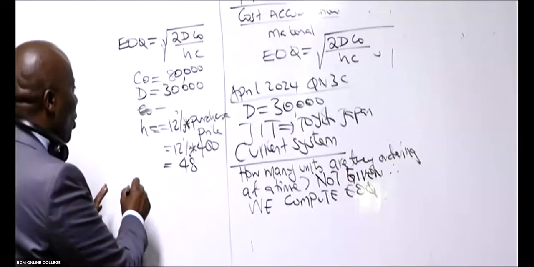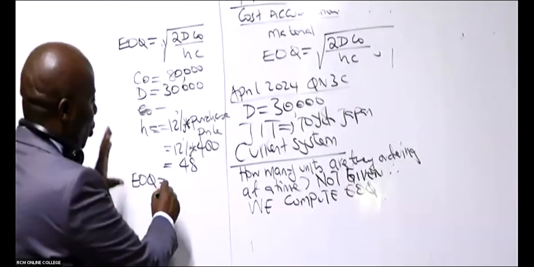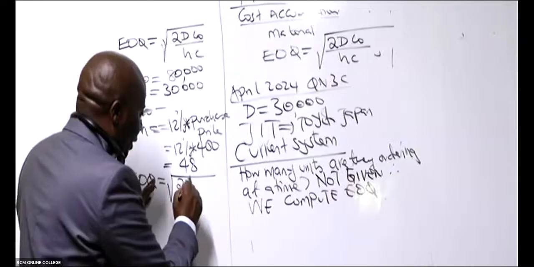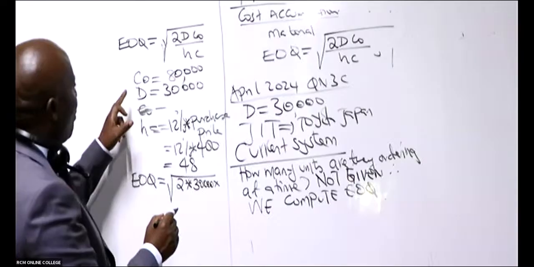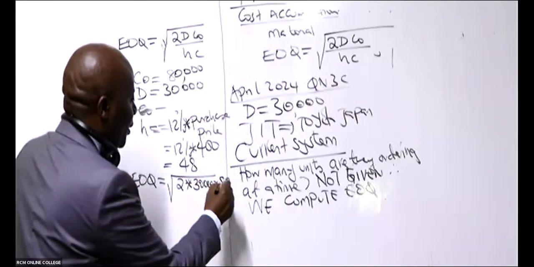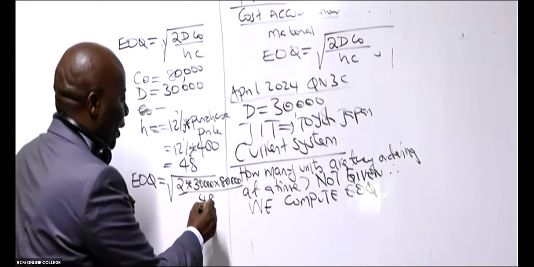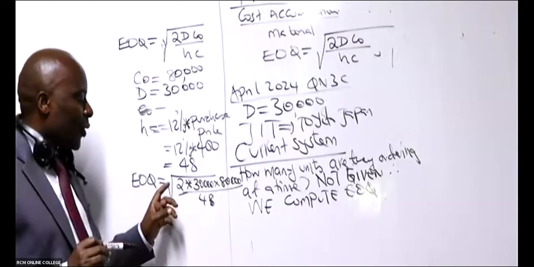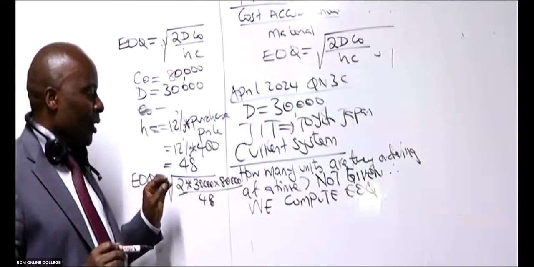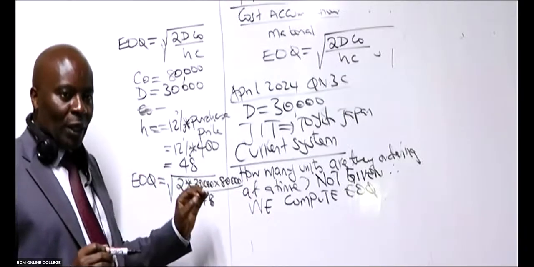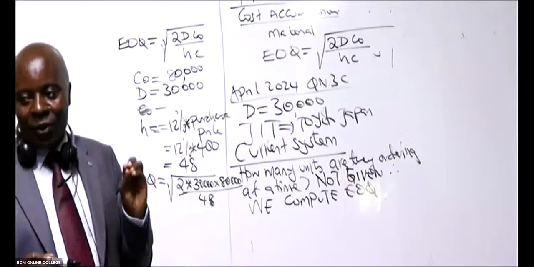48. And therefore, I can now comfortably give my examiner the EOQ, which will be the square root of 2 times annual demand of 30,000 times cost per order, which is 80,000, divided by the holding cost of what here, somebody? 48. So remember, how do we do this first? We forget the square root. 2 times 30,000 times 80,000. Whatever answer we get, we divide by 48. And then we say square root.